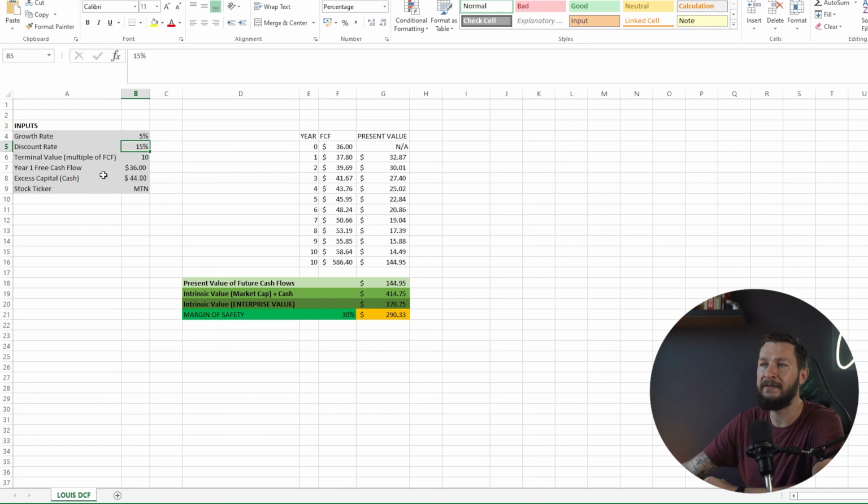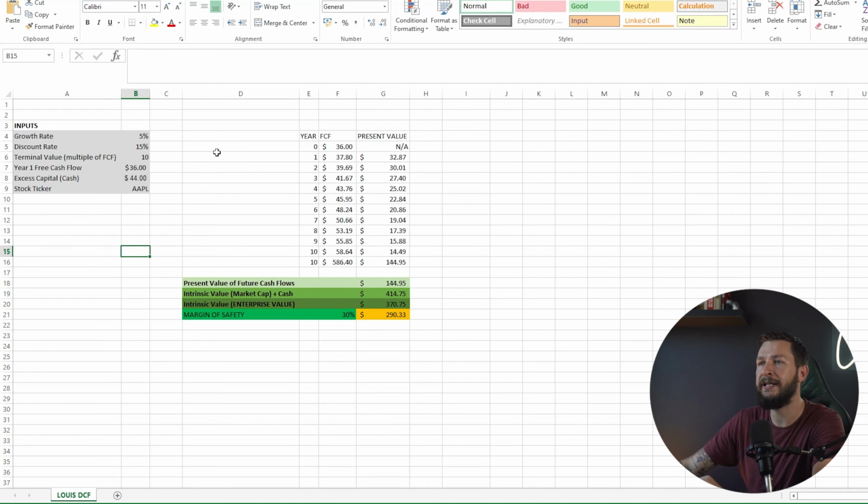And we need to have a terminal value or a multiple of the free cash flow for this company. Usually 10 is a good starting place because quality companies can be sold for 10 times free cash flow in the future. Then we have to know what the first year of free cash flow is for this specific company. Next, we need to know all the excess capital or cash that this company has available. So what I've done is I've added a part where we can enter the stock ticker, and for today's video we are going to use Apple for this example.